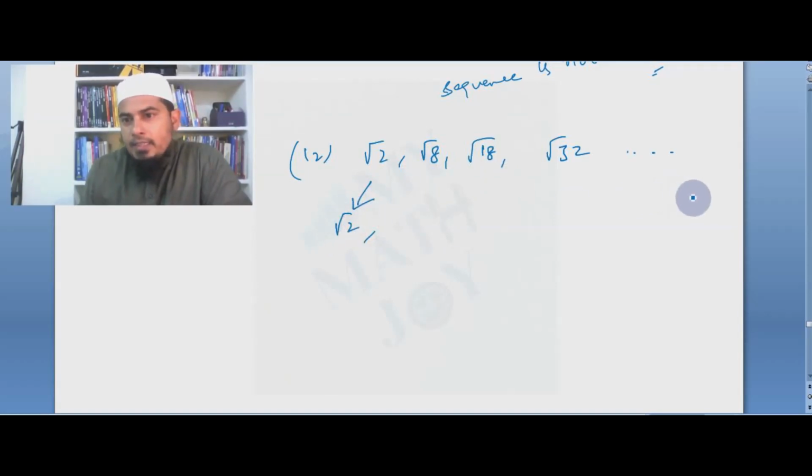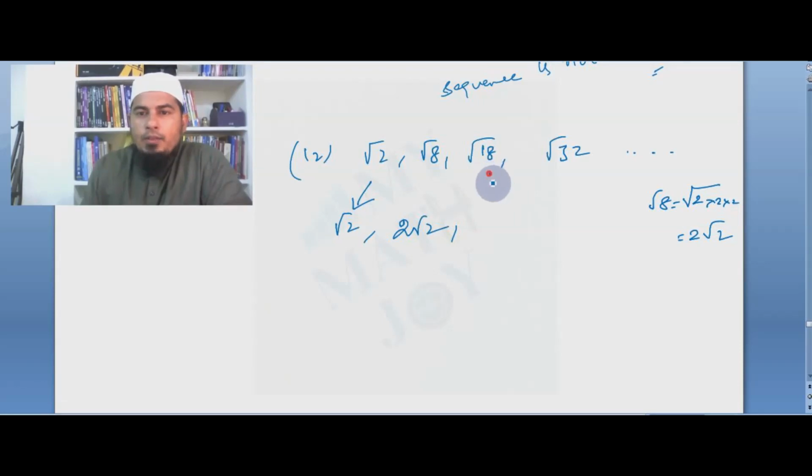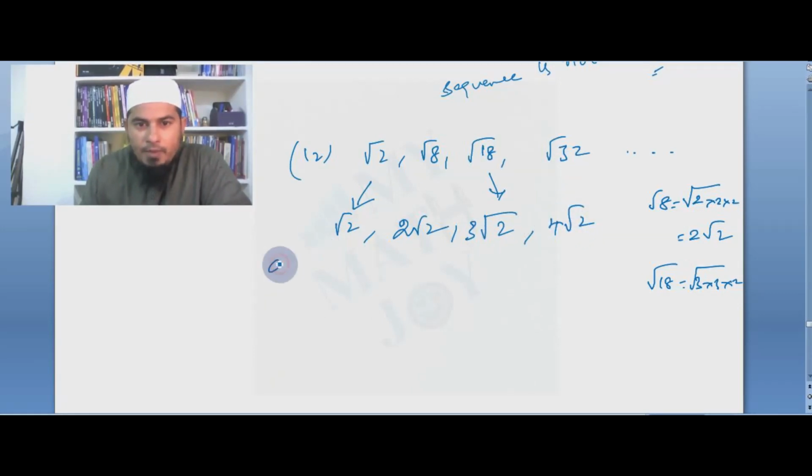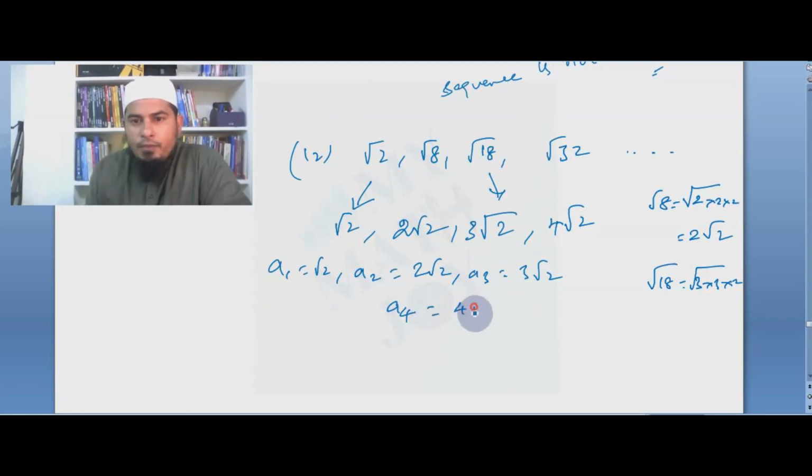Root 2 is simplified. Root 8 can be written as root of 2 times 2 times 2. One 2 can be taken outside, so the simplified form is 2 root 2. And root 18 is nothing but 3 root 2. How? Root 18 can be written as root of 3 times 3 times 2, and one 3 is outside. Similarly, root 32 is 4 root 2. Now A1 is root 2, A2 is 2 root 2, A3 is 3 root 2, and A4 is 4 root 2.